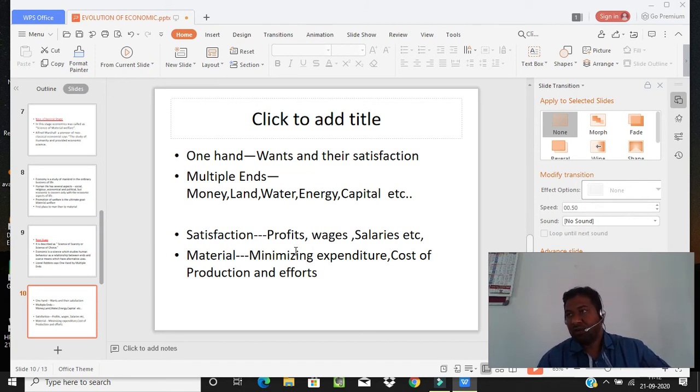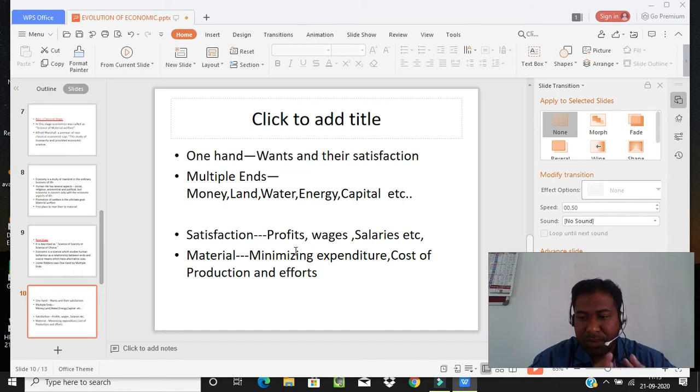We need water. Some people are purchasing water, some people live in rental houses. Some farmers need land for agriculture. We need money. We need energy, which means power, electricity. We need capital funds for these things. Material means minimizing the expenditure, the cost of production, and the effort. These are the important things we have to focus on.